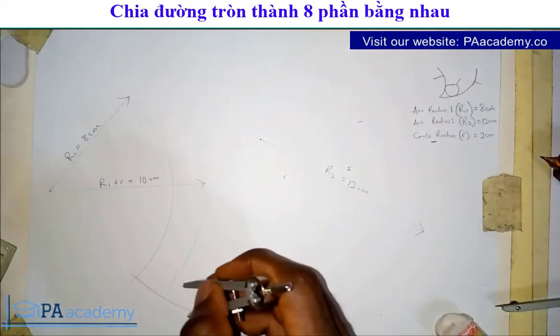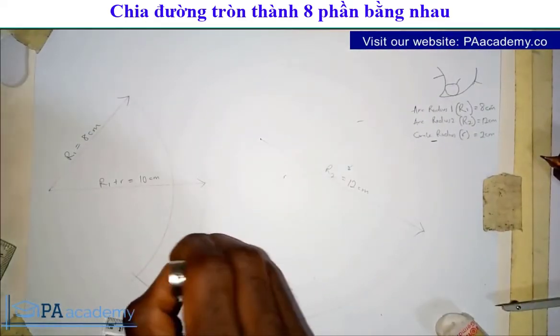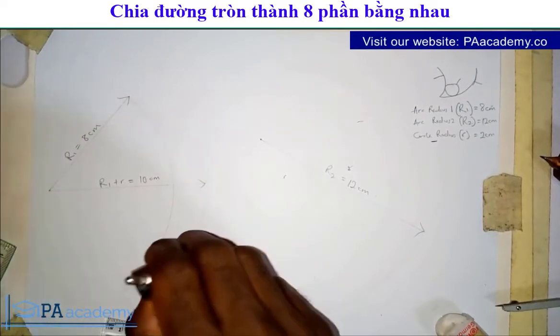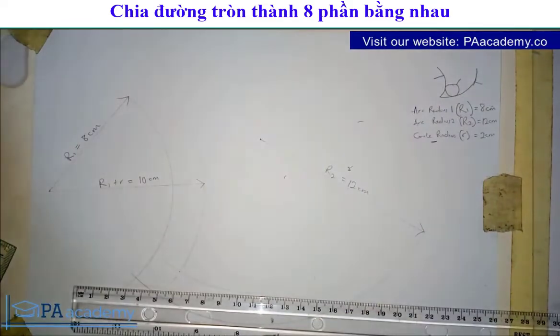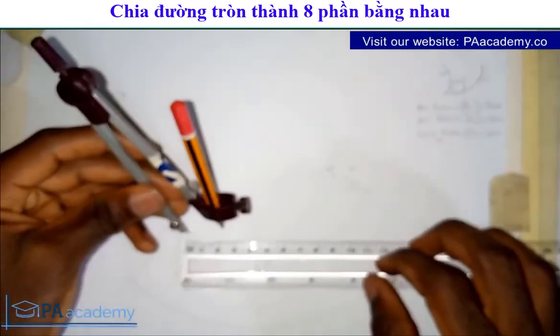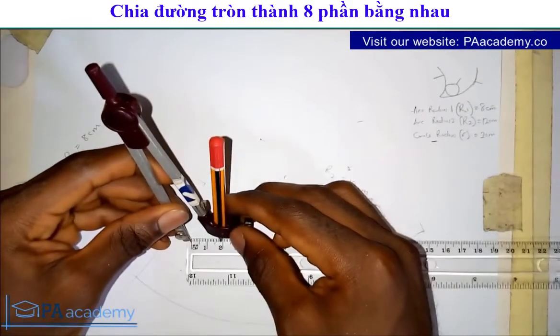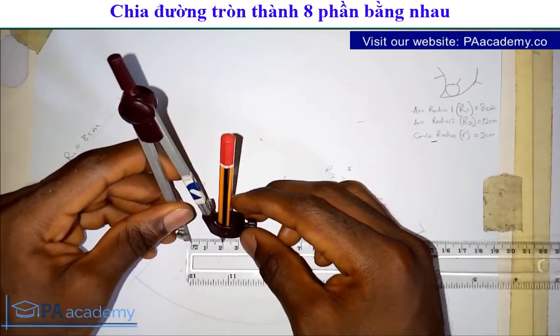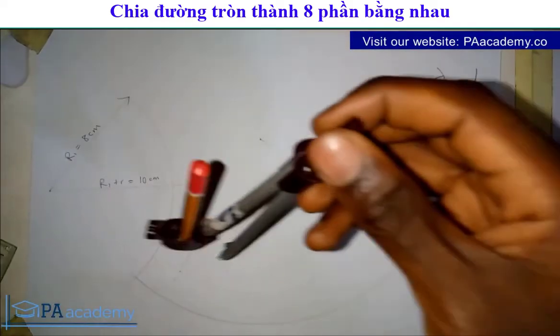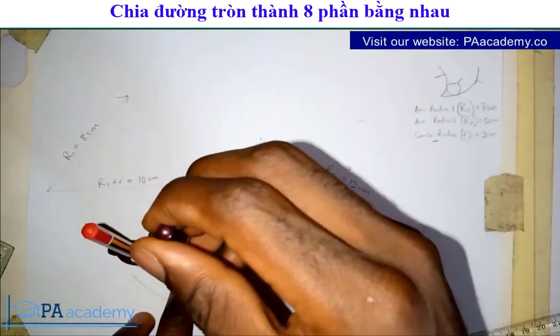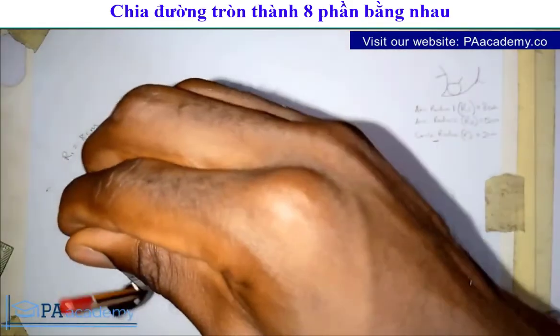So the point they both intercept, let me note that point. So this point here represents the center of the circle that we are going to be drawing. And don't forget, the circle is radius of 2 centimeters. So now I will measure 2 centimeters. So this is 2 centimeters. I'll place the compass at this point, and from here I'll draw the circle.